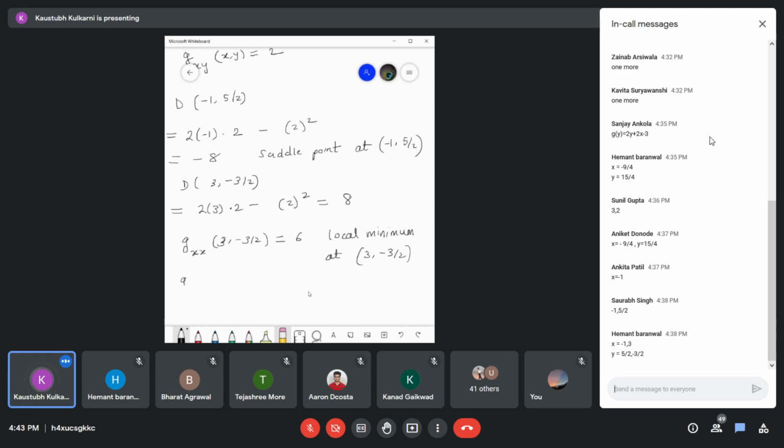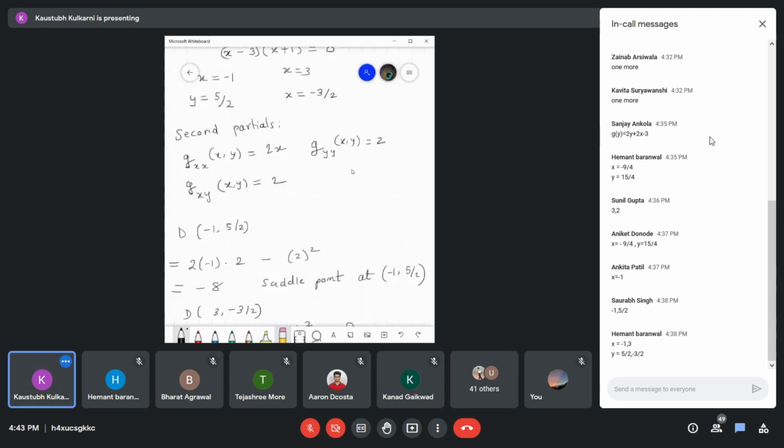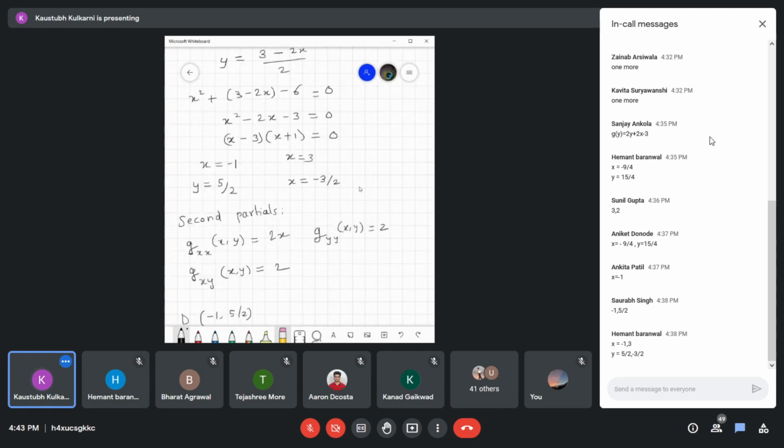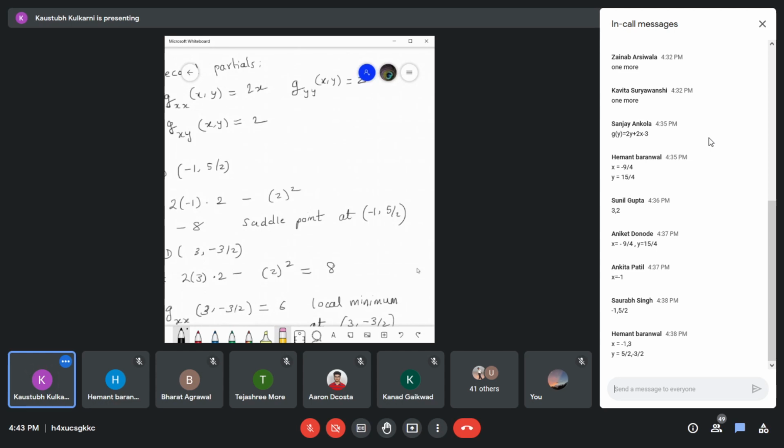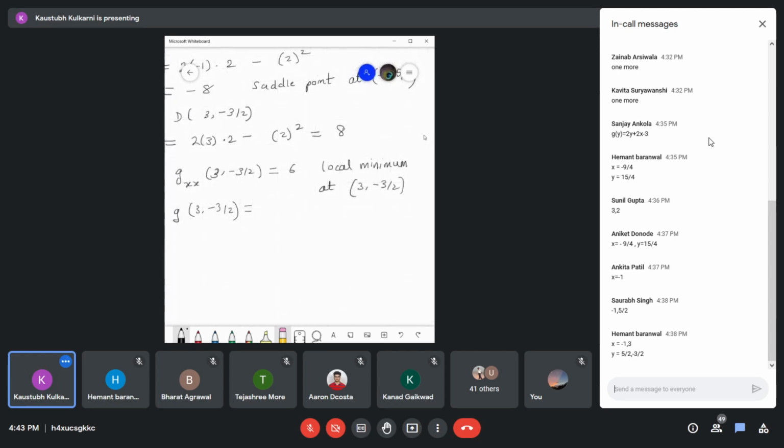And what is the local minimum value? So g of 3 comma minus 3 by 2, if you substitute, tell me the value of the function here. Is it minus 29 by 4? This is the minimum value of the function. Just verify and let me know.